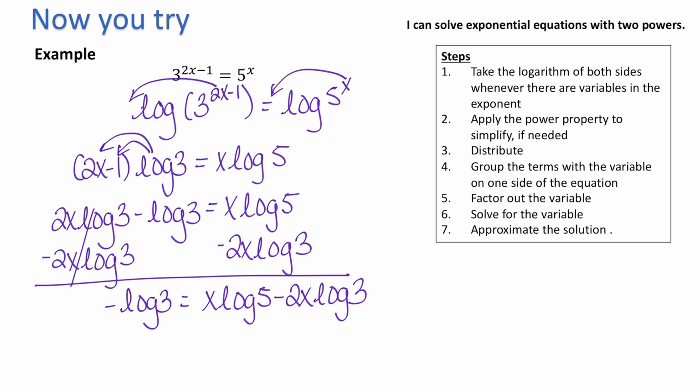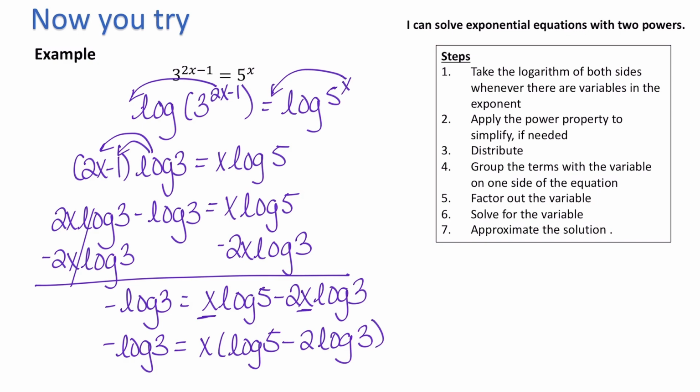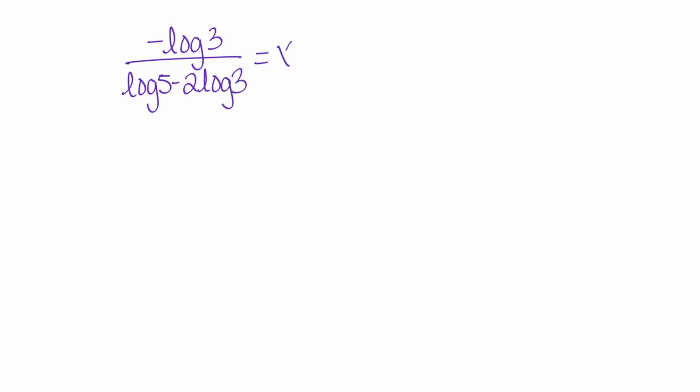So notice that both these terms have an x. And so we're going to factor that out. So we have negative log 3 equals x times log 5 minus 2 log 3. So we're going to divide both sides by that log of 5 minus 2 log 3 in order to solve for x. So we have negative log 3 divided by the log of 5 minus 2 log 3. And so that is the exact value of x.